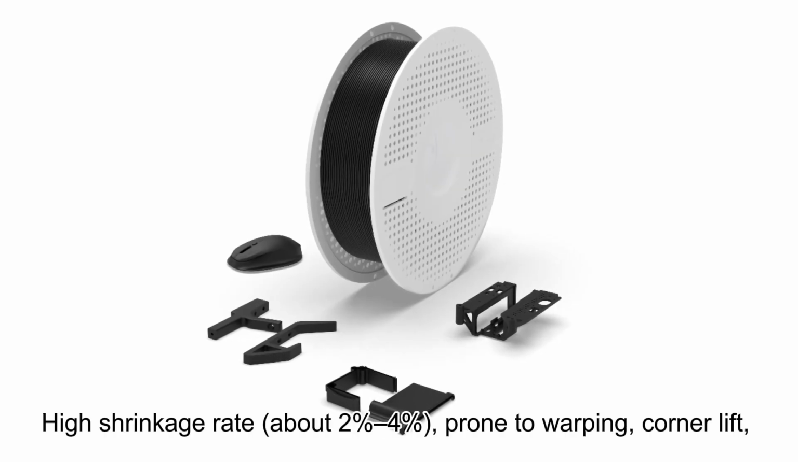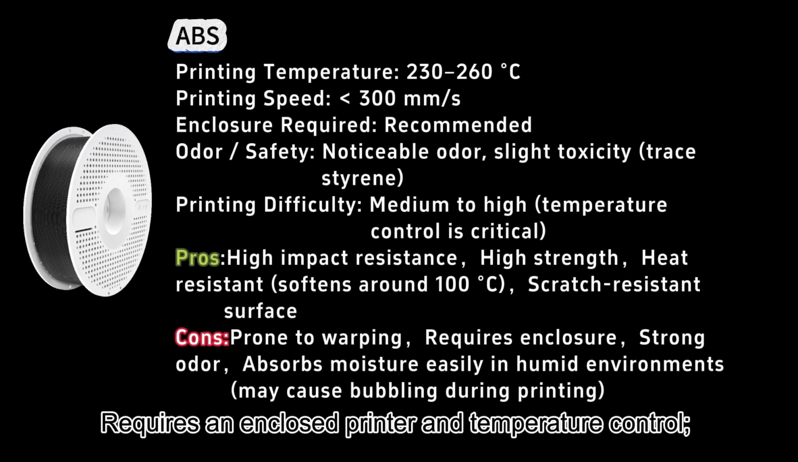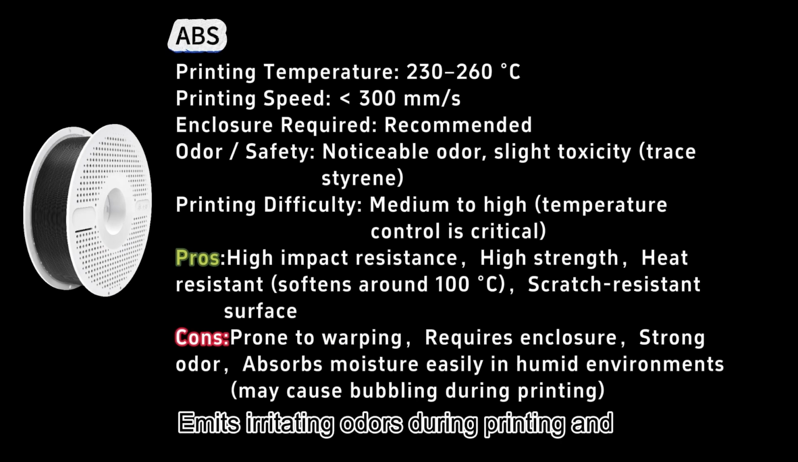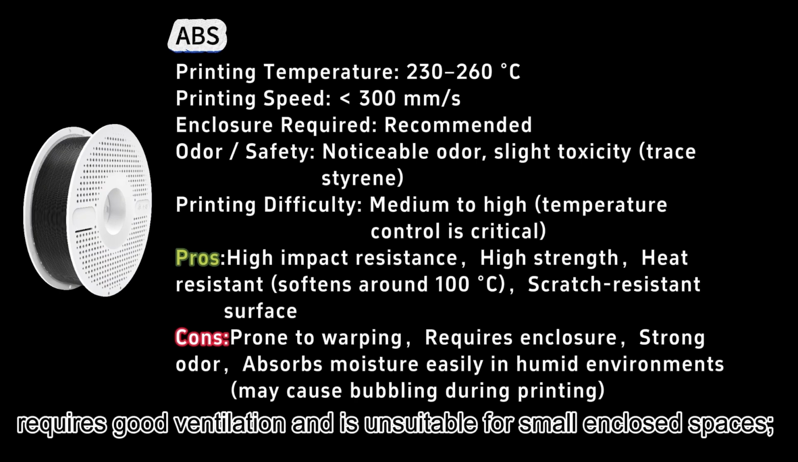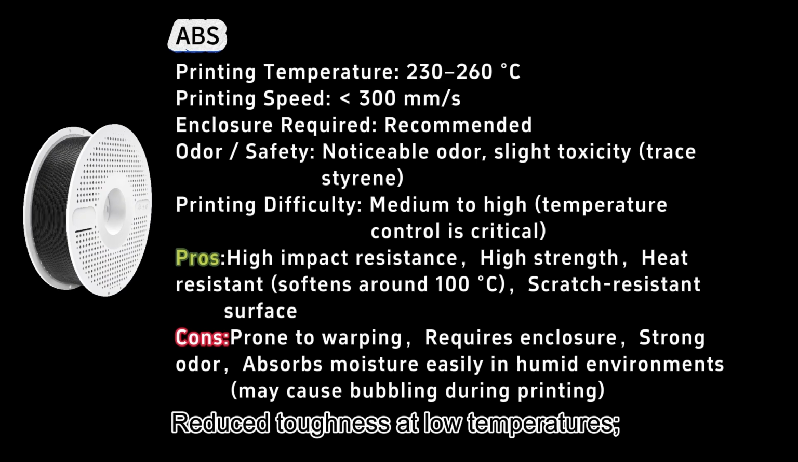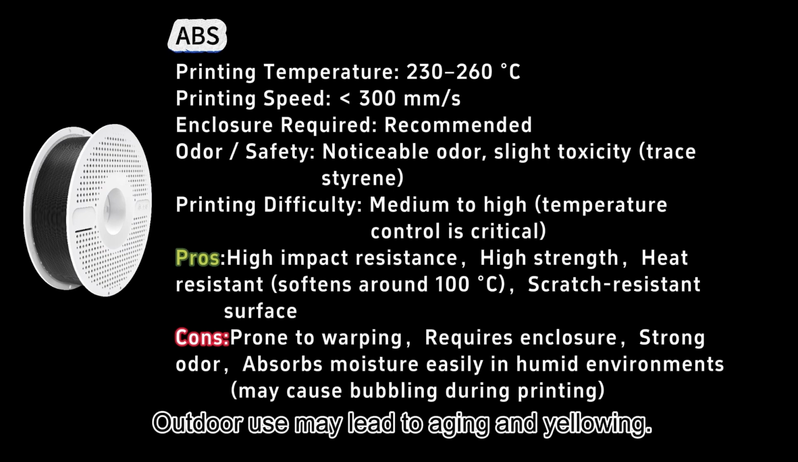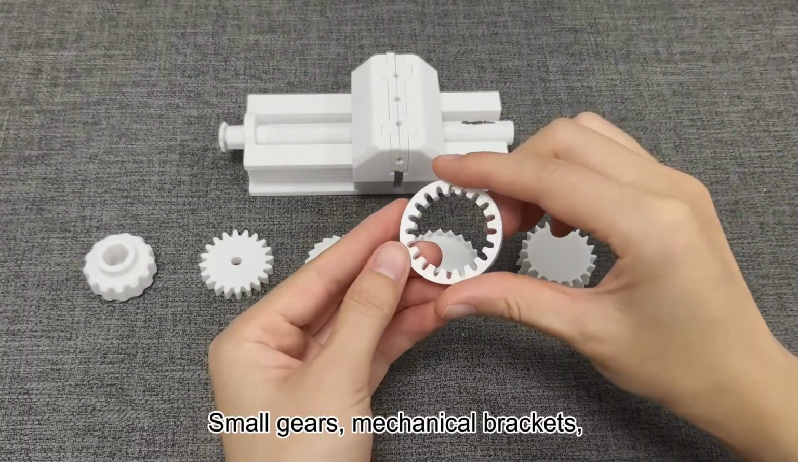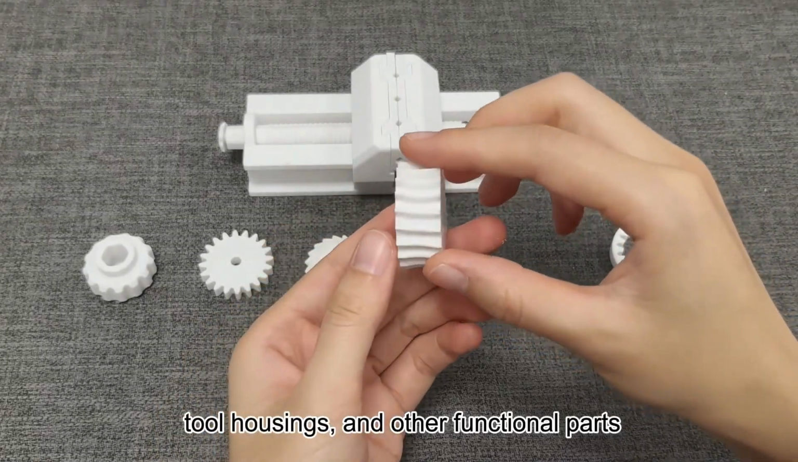Disadvantages: high shrinkage rate, prone to warping, corner lift, or bottom cracking, requires an enclosed printer and temperature control, emits irritating odors during printing and releases trace amounts of styrene, requires good ventilation and is unsuitable for small enclosed spaces. Hygroscopic, moisture can cause bubbles during printing, reduced toughness at low temperatures, becomes brittle below -10 C. Outdoor use may lead to aging and yellowing. Applications: small gears, mechanical brackets, household parts, appliance components, tool housings, and other functional parts.